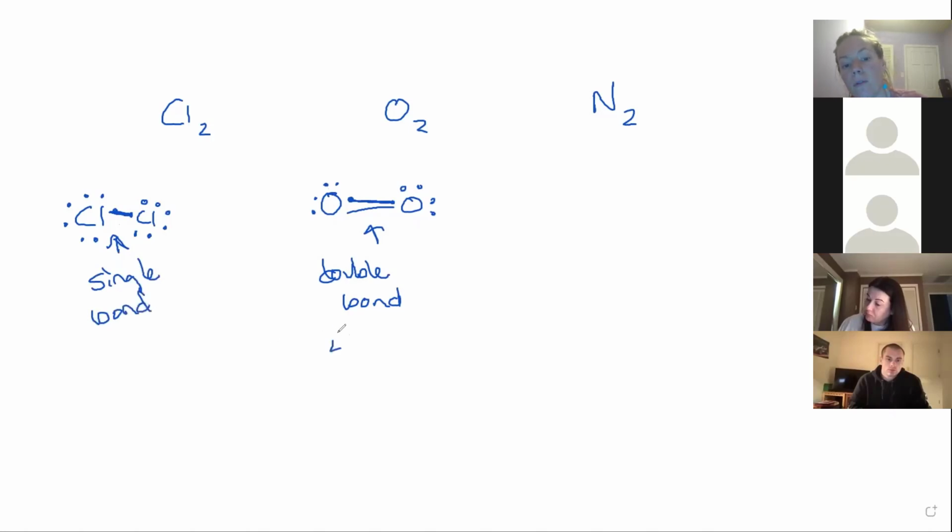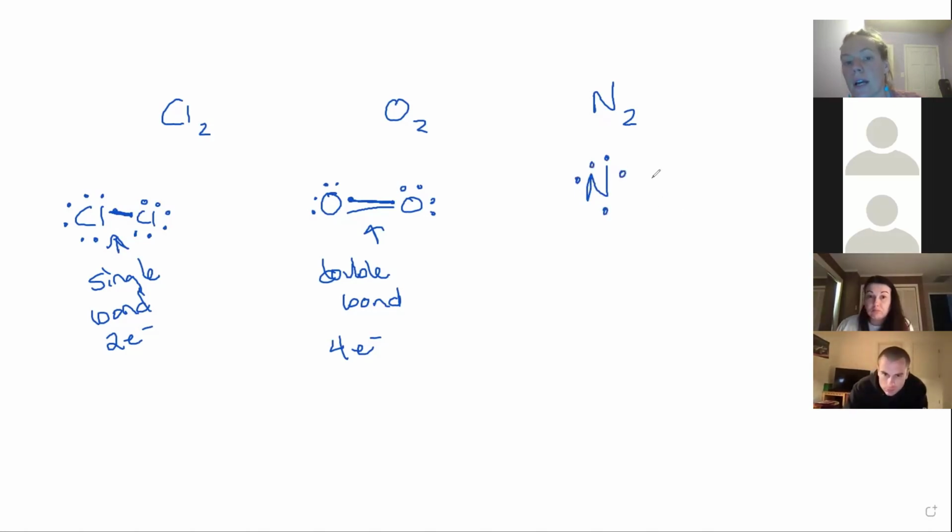Double bonds contain 4 electrons. Single bonds just contain 2 electrons. Again, I will show you in a little bit how to know when to make a double and a triple bond. For now, just trust me with this. Nitrogen is in column 5, so it has 5 valence electrons. So we've got nitrogen, 1, 2, 3, 4, 5.